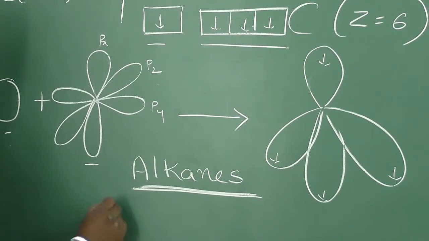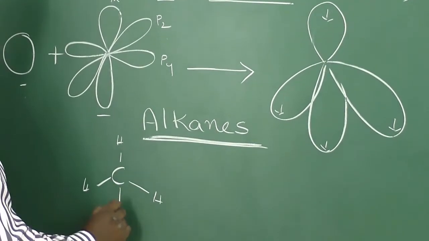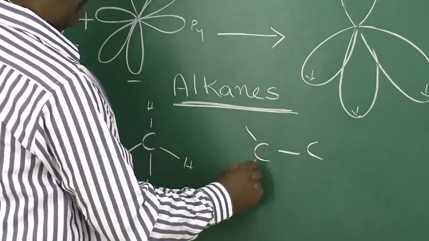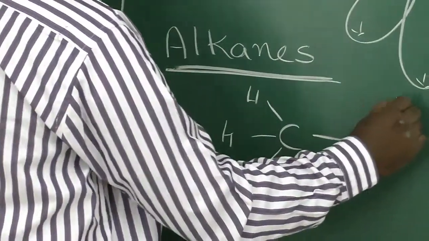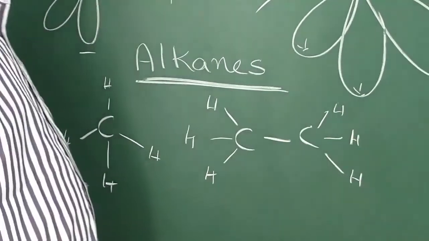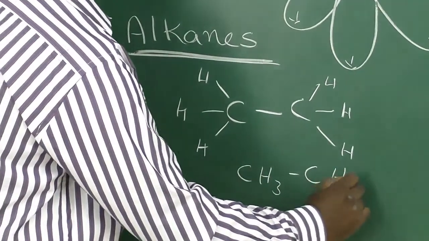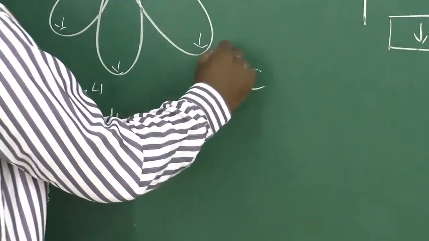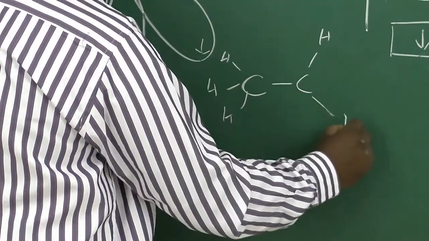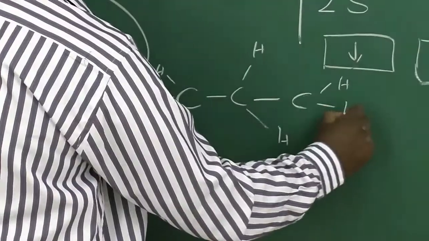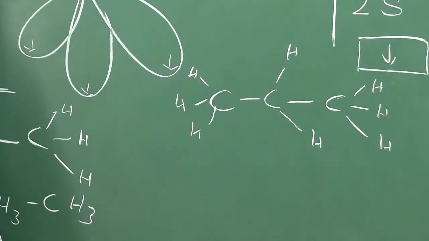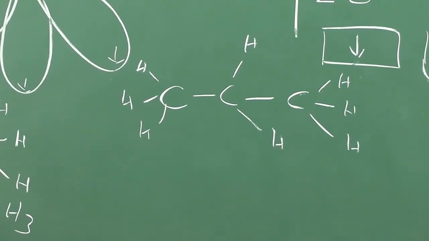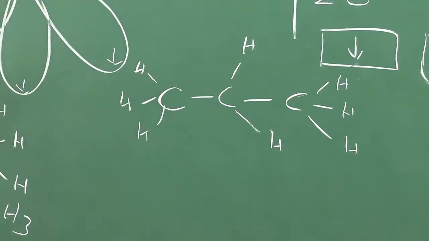Examples: methane, CH4. Carbon forms 4 bonds with 4 hydrogen atoms. This is methane. And another compound, ethane, C2H6, or we can write it as CH3-CH3. Now, propane, CH3, like that. These are compounds in which carbon atoms are in sp3 hybridization, and a series of compounds can form in this category.